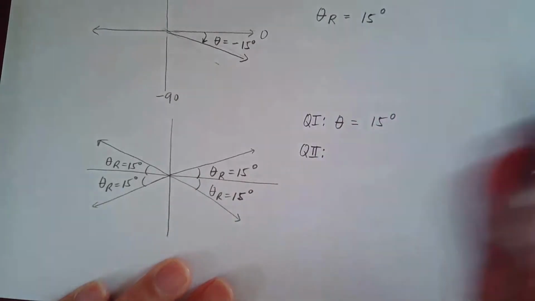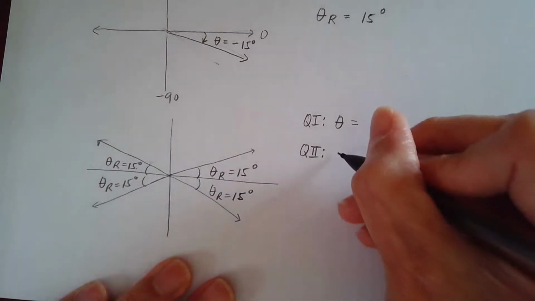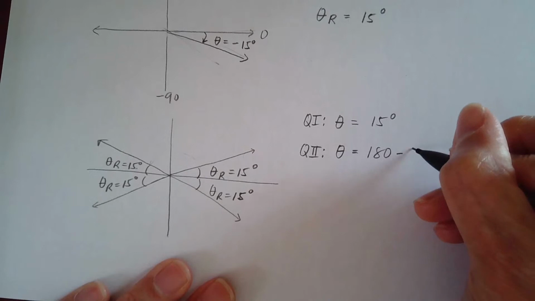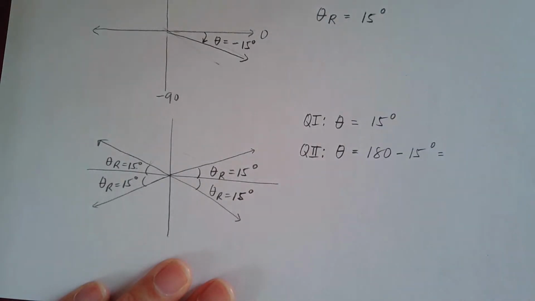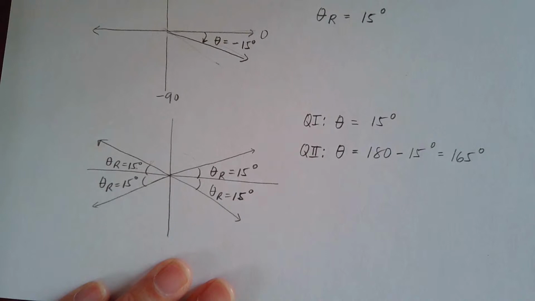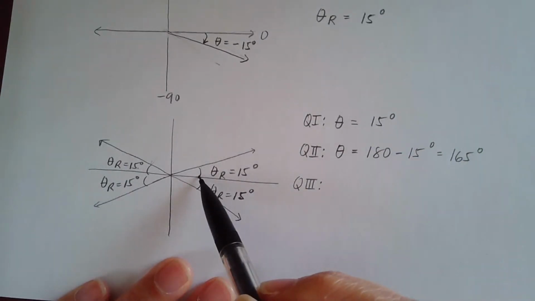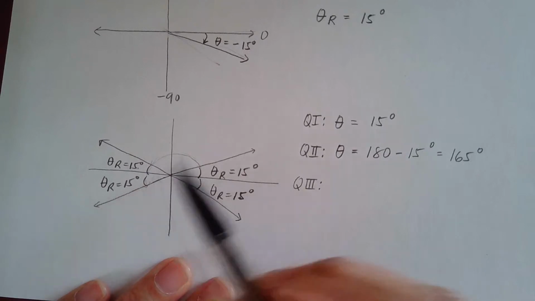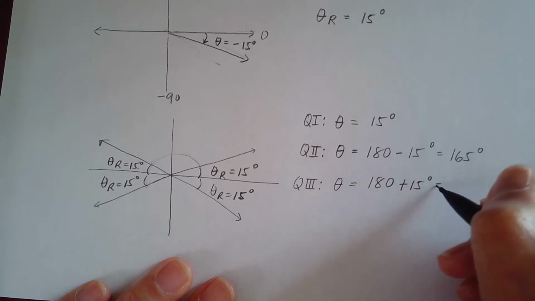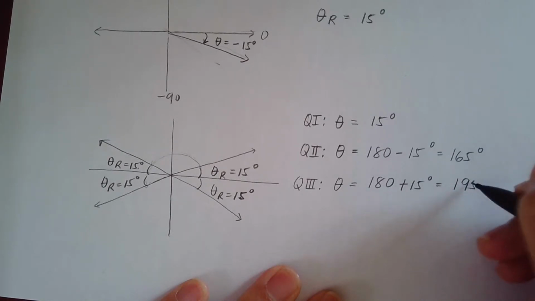Quadrant number 2. If I go from here all the way to quadrant number 2 with the reference of 15 degrees, what is the theta there? It's going to be 180 minus 15 degrees, which is 165 degrees. In quadrant 3, from here all the way down there, that's going to be 180 plus 15 degrees. So that's going to give us 195 degrees.